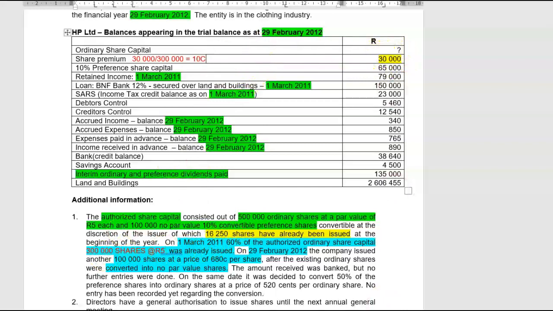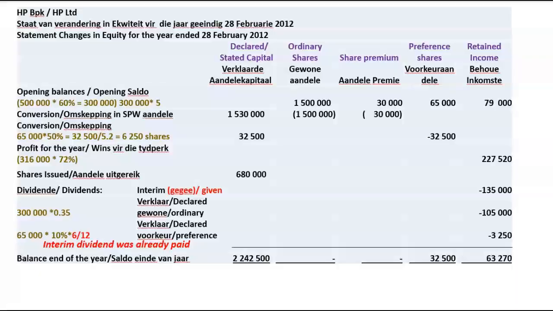So let's just wait a minute and let's start with our statement of changes in equity, and let's complete the opening balances in our statement of changes in equity. The name of the company, HP Limited. Statement of changes in equity for the year ended 28 February 2012.